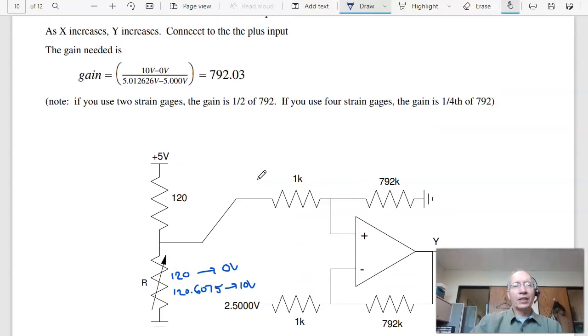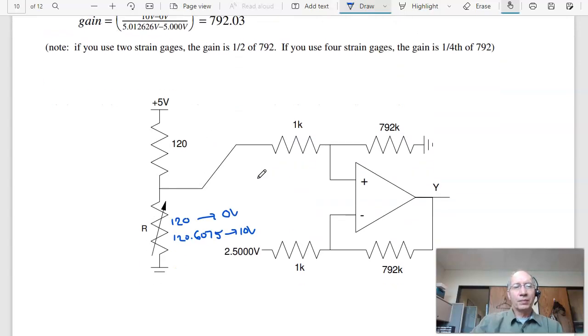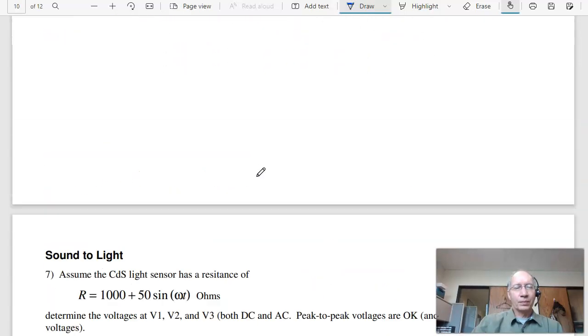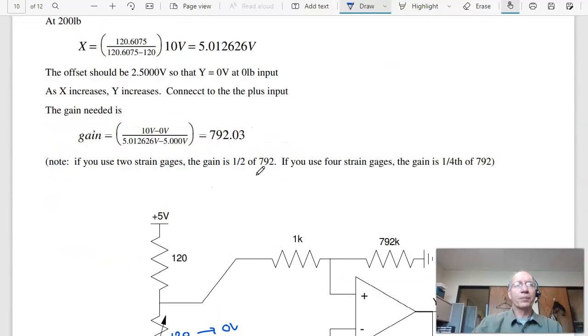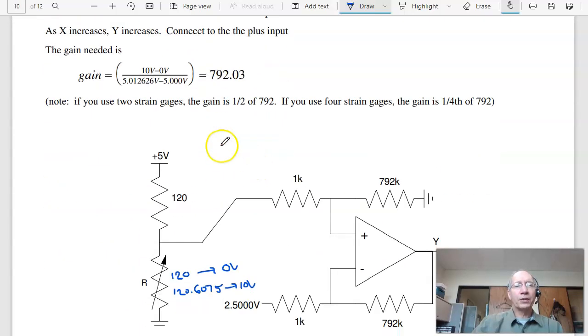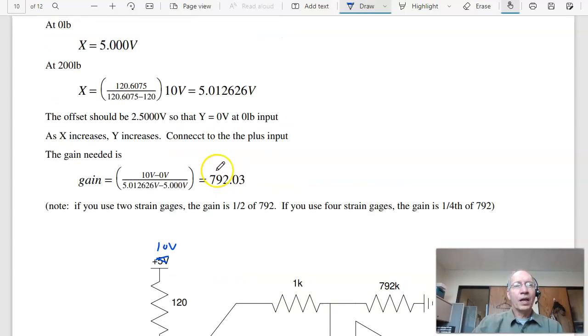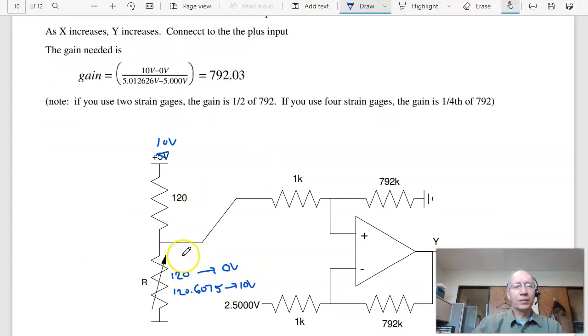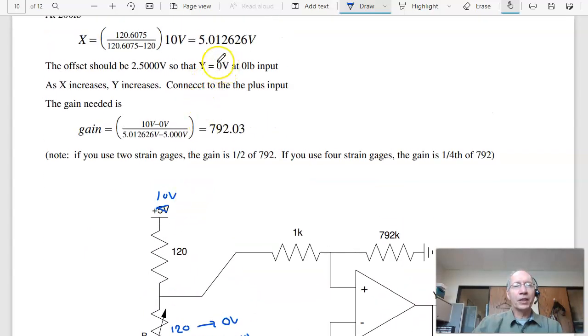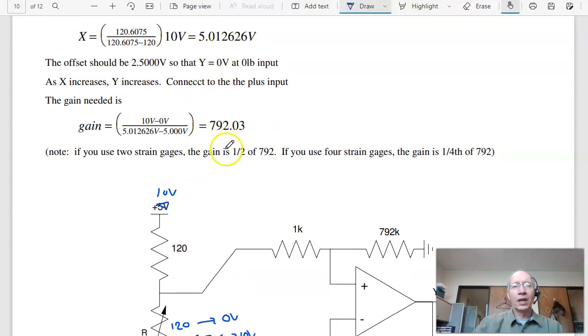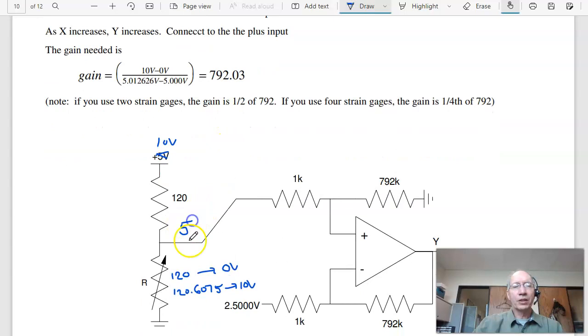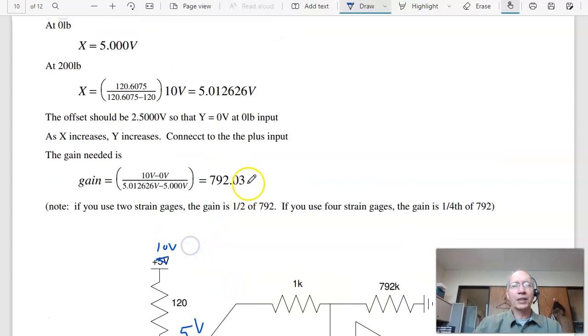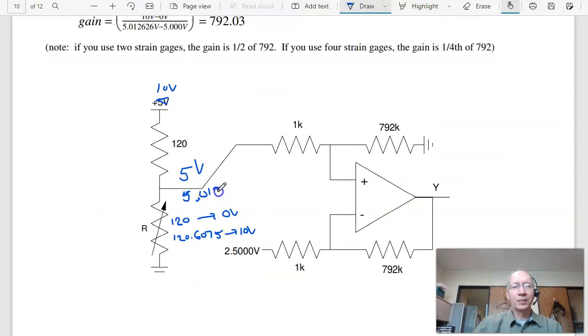So the first step is, where are my calculations? There they are. At 0 pounds force, I made that 10 volts. At 0 pounds force, this is 5 volts. At 200 pounds force, it is 5.01 volts. I want the output, so this goes 5 volts to 5.01 volts. Again, you need more decimal points. I kept all the decimal points in the calculations, but just for limiting what I'm writing.